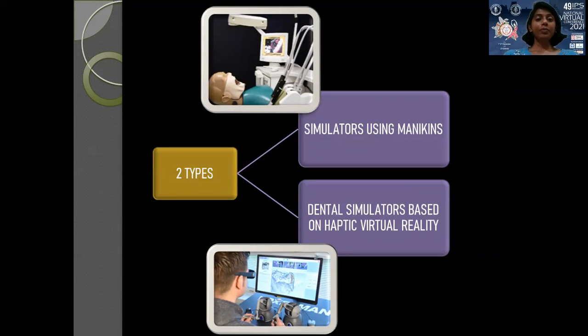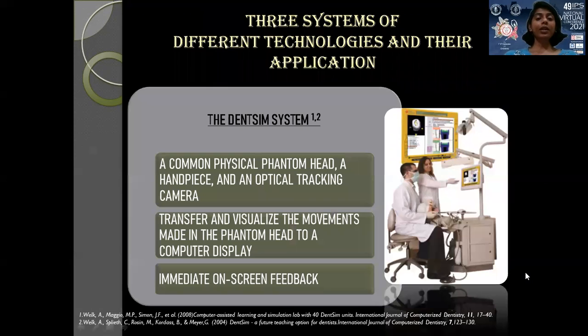Now, virtual patients which are used for dental education are of two types. Simulators which are used with mannequins, and dental simulators based on haptic virtual reality. We will now discuss three systems which use different technologies and have different applications. The first system is the DentSim system.